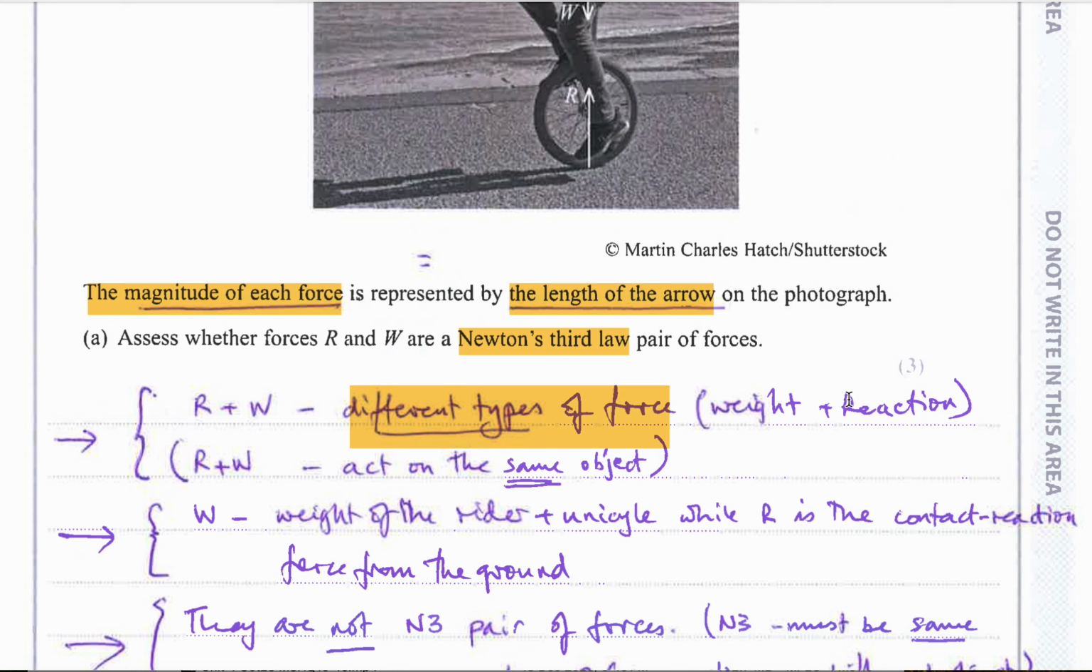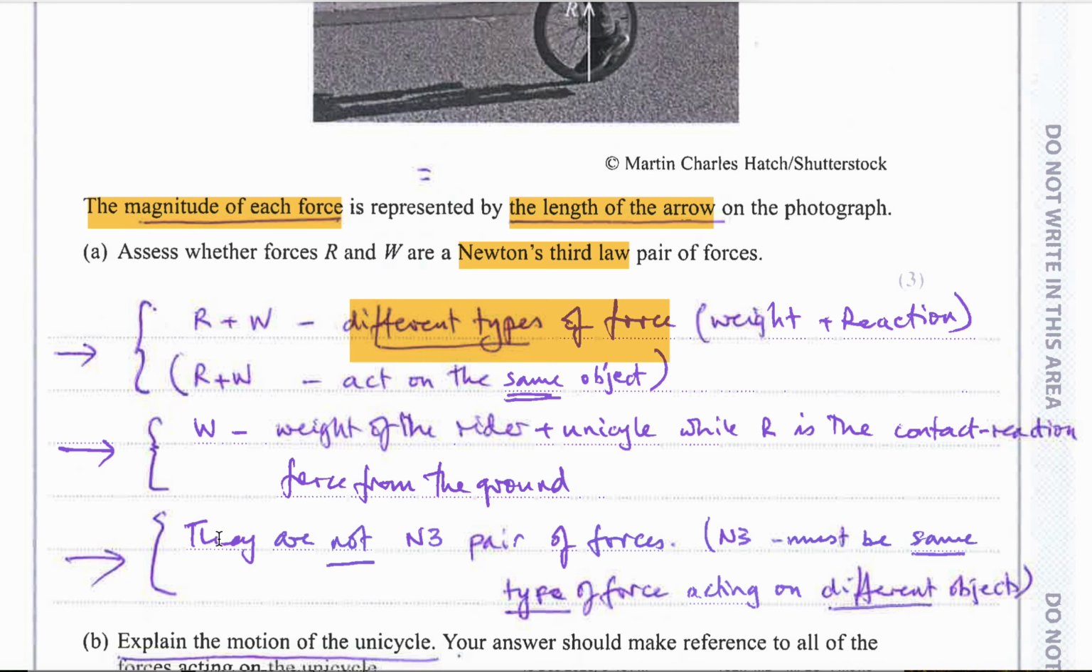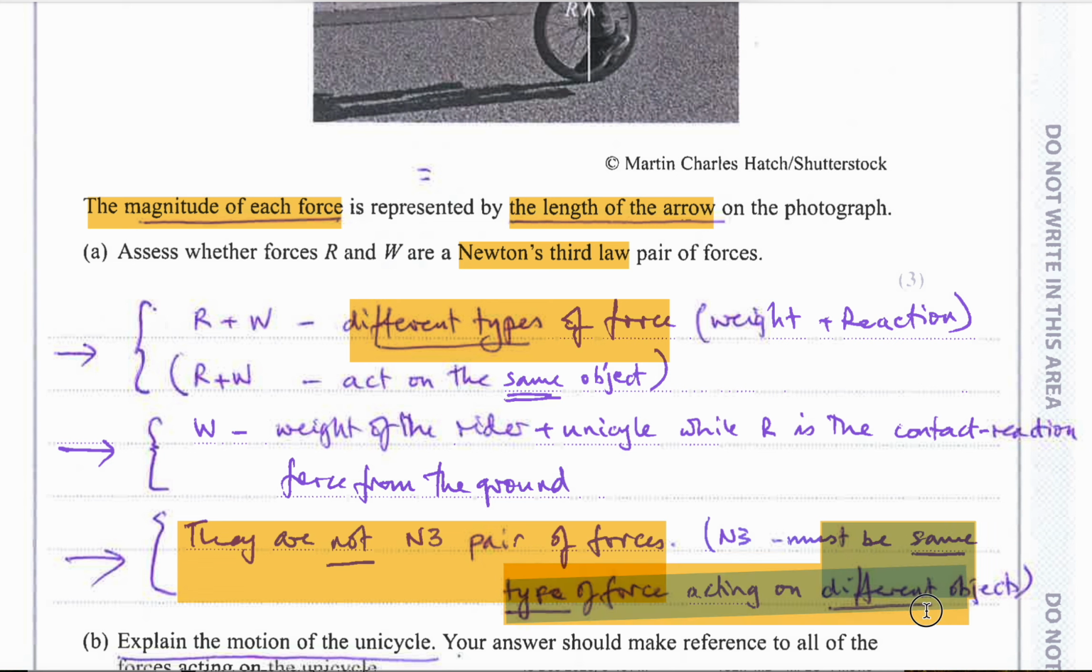Okay? So therefore they can't be the same type of force, and if they're not the same type of force, then they can't be Newton's third law pair of forces. So they are not Newton's third law pair, because they must be the same type of force, acting also on different objects. Now, they aren't acting on different objects, they're both acting on the same object. And the clarification here is that W is the weight of the rider, while R is a contact reaction.